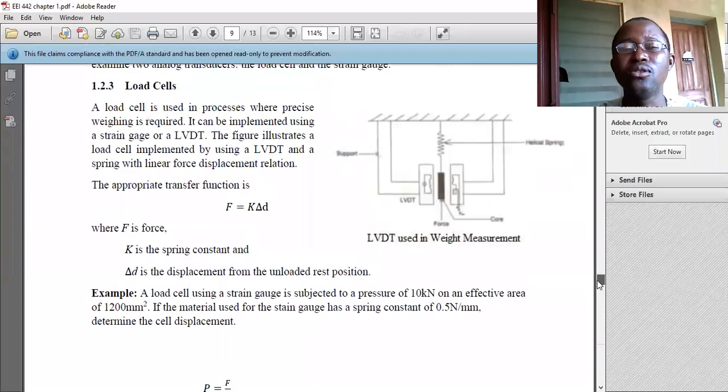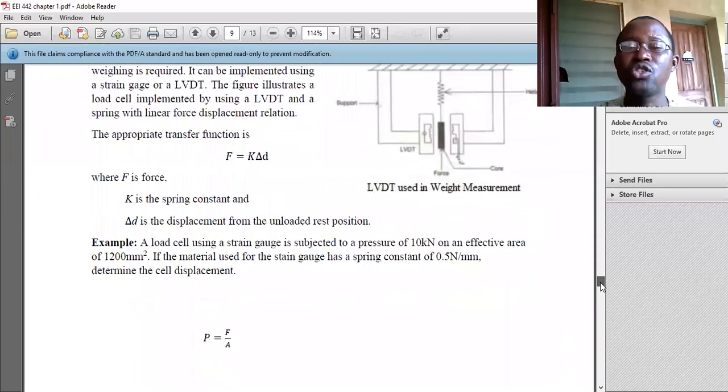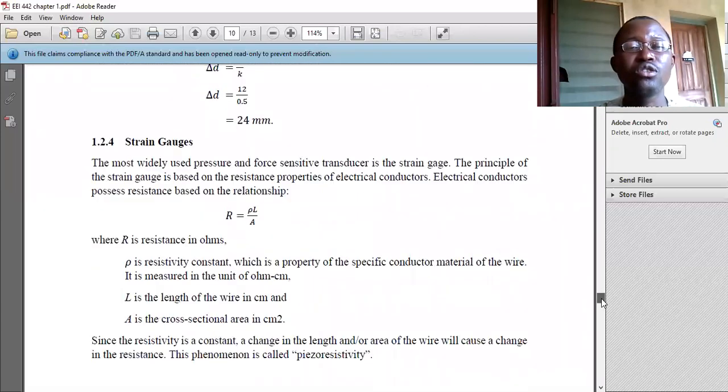A load cell implemented using an LVDT, as we have here. We have the LVDT, we have the force being applied to the spring, the helical spring of the load cell, and we have the support here. So the core of the LVDT is where the force is being applied, and that is attached to the helical spring. So the force can be calculated from the formula F is equal to K delta D. It's simple and straightforward. When you have questions, you will let us know later.